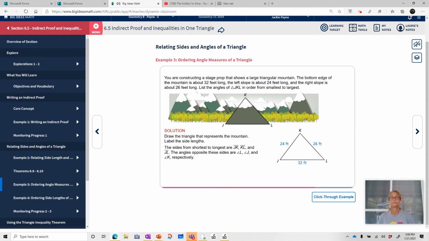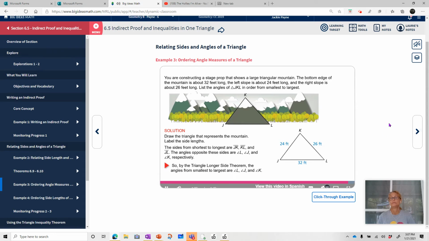The triangle longer side theorem states that if one side of a triangle is longer than another, then the angle opposite the longer side is larger than the angle opposite the shorter side. So by the triangle longer side theorem, the angles from smallest to largest are angle L, angle J, and angle K.